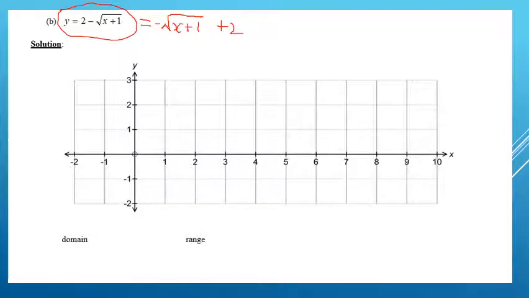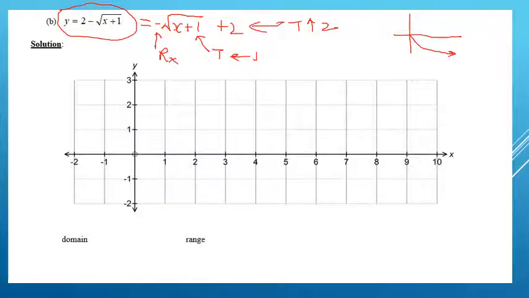As we've seen before, putting a negative at the front of a function causes it to be reflected in the x-axis. Plus 1 inside the function causes a translation of 1 unit back to the left, and plus 2 at the end causes a translation up of 2 units. So because the square root graph's been reflected, keep in mind the graph is going to look like this.